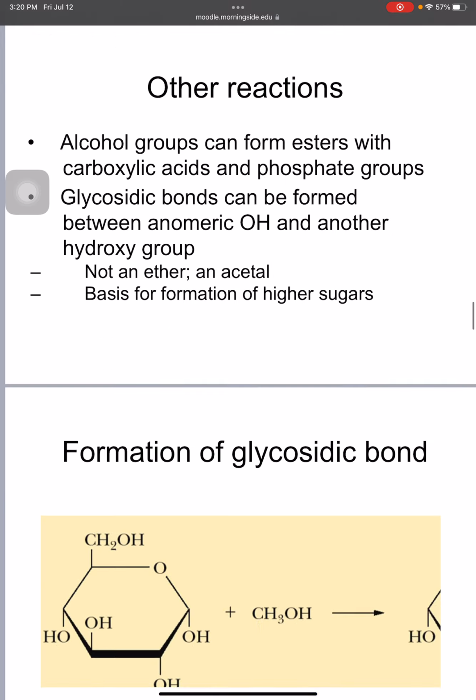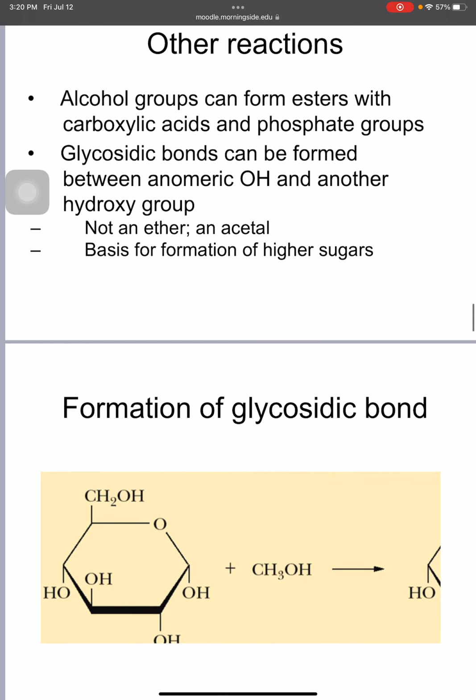The one I'm really going to concentrate on here, though, is something called the glycosidic bond. It's going to be the bond that predominates in forming higher level sugars, right? We're going to see, just like with amino acids and proteins, we can start linking these things together and forming other types of sugars, more advanced, complex types of sugars.